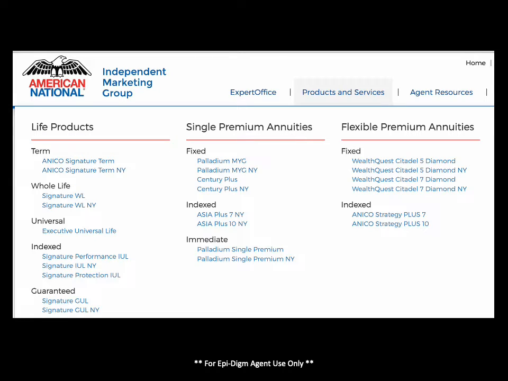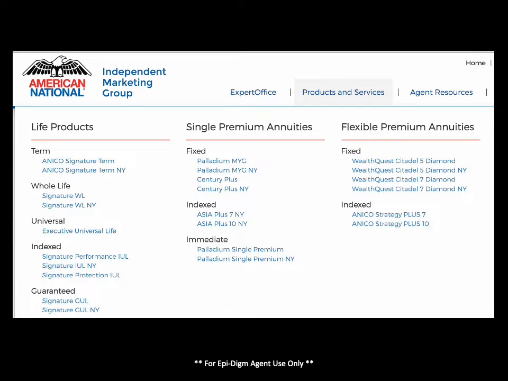If you want to know a little more about American National's fixed annuities, and especially for today's training, the MYGA annuity, then you go to the American National website. You all know how to get to the American National website from Epi-Digm.com. Go to company and click on American National, and you'll see the screen right here. And this one is not password protected. So if you don't have an agent code with American National, you can still get information.